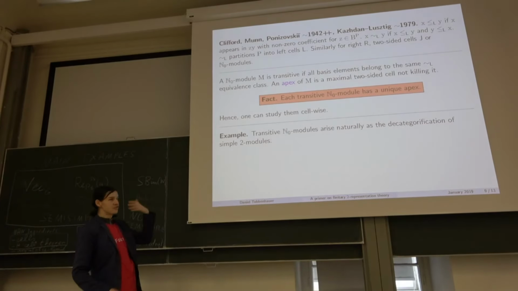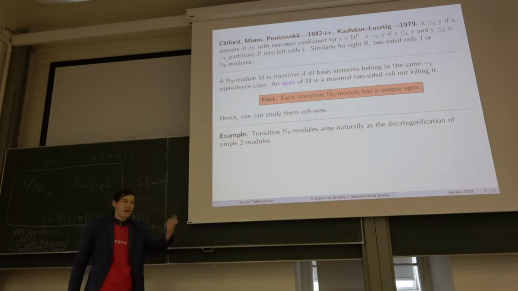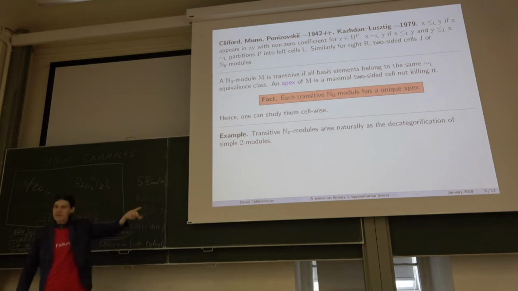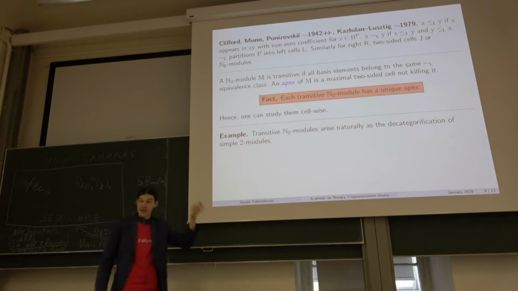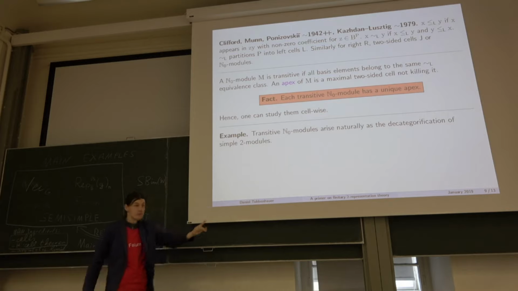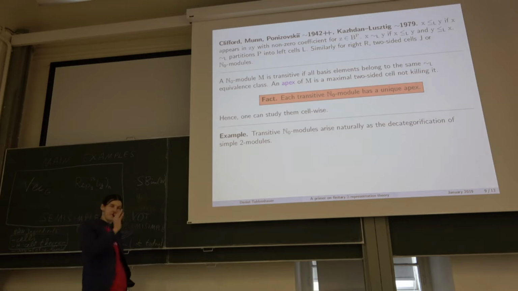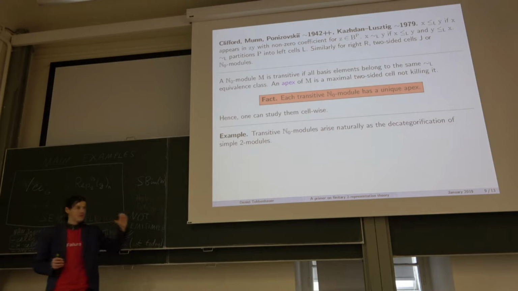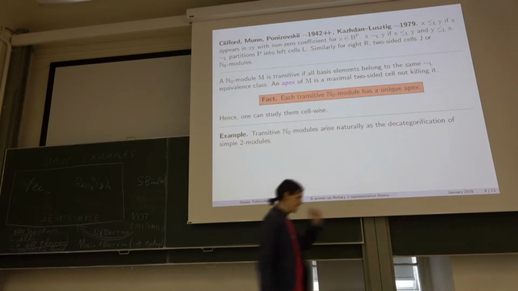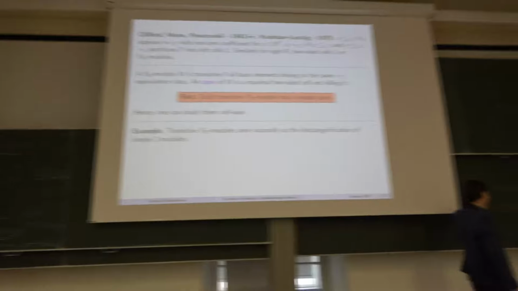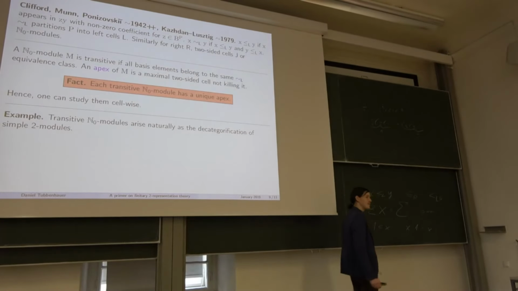And you call a module transitive if it's basically one equivalence class. You can do the same for modules and so forth. You call a module transitive if it is one equivalence class of a cell. That's when you call it transitive. And the transitive ones are, in some sense, the building blocks of the theory. So they are the simples of the theory. And the nice fact, which I will show you an example of in a second, is that each transitive module has a unique apex, which is a unique maximal cell not annihilating your module.